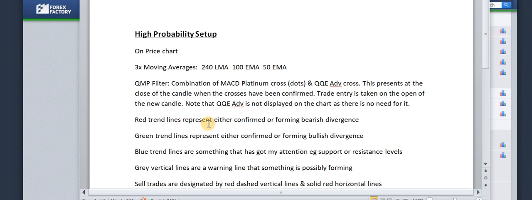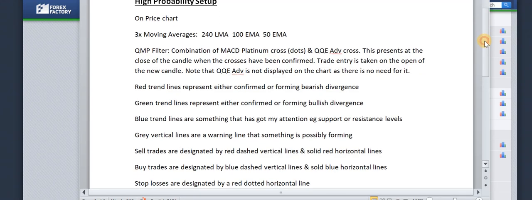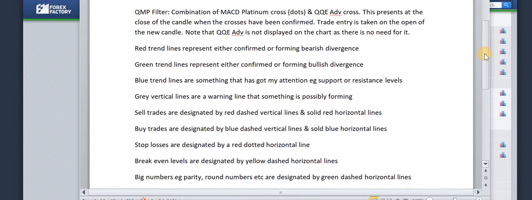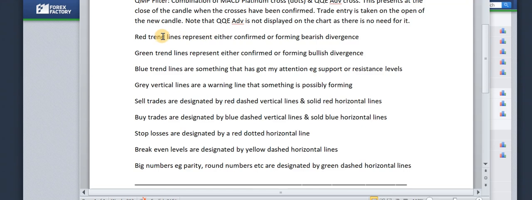You can read these notes here or take a screenshot and read them yourself. I know English is not everyone's first language, or you won't understand my Australian accent or whatever. Just have a look at that. Red trend lines are normally bearish. Green trend lines are bullish. Blue trend lines you'll see every now and then. They're just something that gets my attention, support, resistance, or a big move, etc.